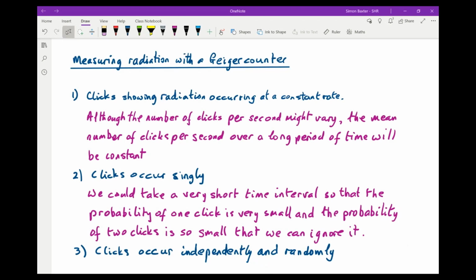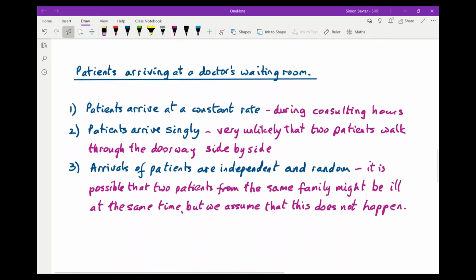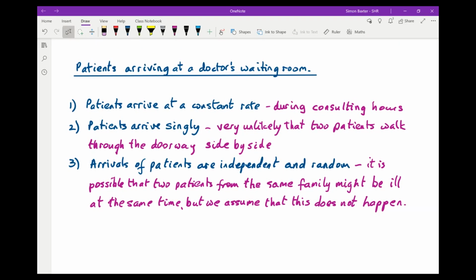Another example of a Poisson distribution could be patients arriving at a doctor's waiting room. This is perhaps not quite so good in some cases. If we're thinking of consulting hours, then it's possibly quite sensible to assume that patients arrive at a constant rate. This would be patients arriving without having made an appointment first. Patients arrive singly. I think that one's quite sensible. I think it's very unlikely that 2 patients will try and walk through the doorway side by side. So they will come in one at a time.